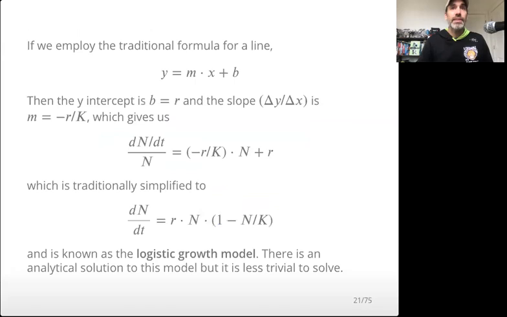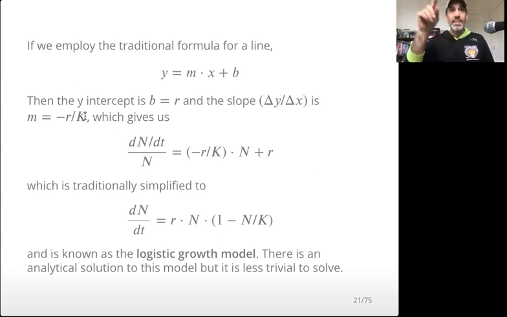Okay, so if we are modeling per capita growth rate as a straight line, let's start with the traditional formula for a straight line, y equals mx plus b. Here we said the y-intercept b is our per capita growth rate, little r. And if k is our x-intercept, then we have a slope, delta y over delta x, that is going to be minus r over k. As we go from 0 to k on the x-axis, we go from r to 0 on the y-axis.